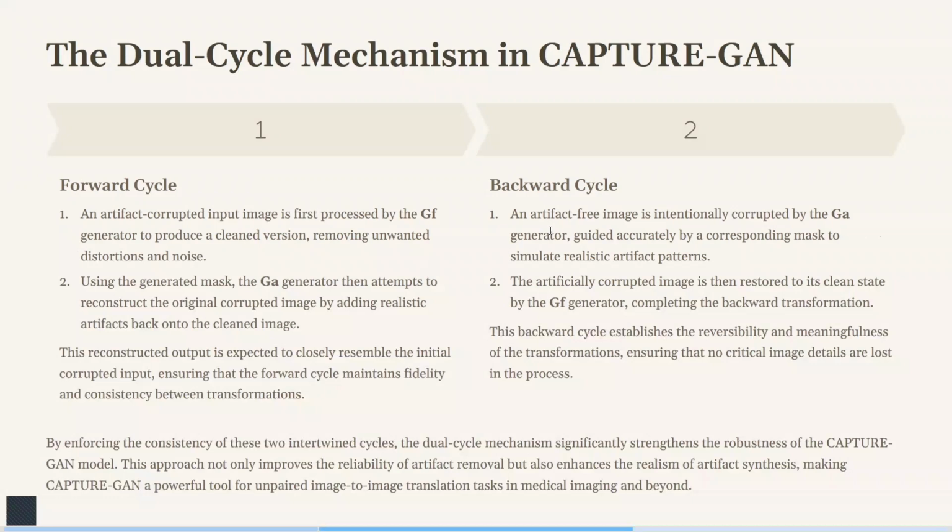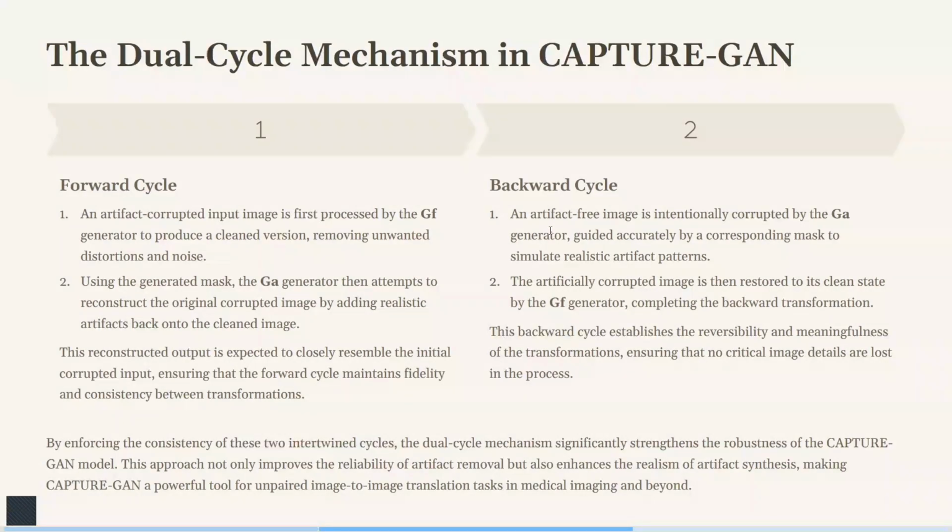That cleaned image is then passed through GA along with a guiding mask to regenerate the corrupted version. The goal for this generated output is to closely resemble the original corrupted input. This tells us that GF and GA are learning meaningful forward transformations.